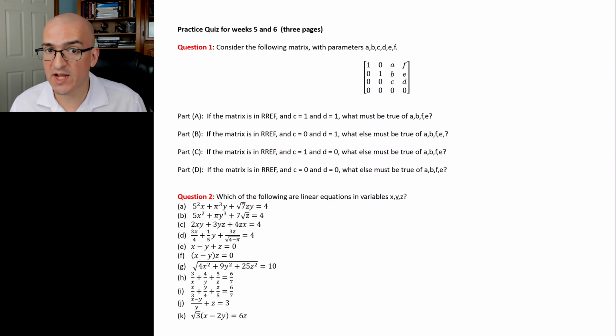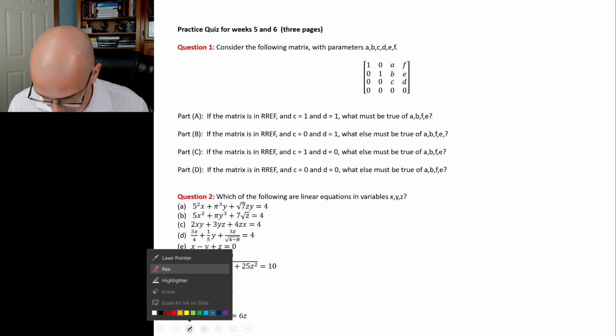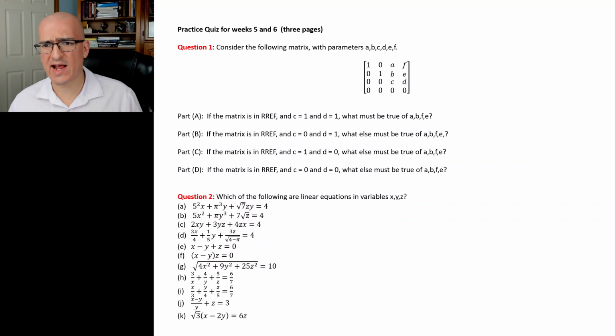You know from test 1, the practice quizzes are important. The same is going to be true for your test 3. You should be able to do these problems before you do your third test. Question 1 is asking you what is true of the parameters A, B, F, and E if you're told information about C and D. So I'll quickly do this one, so you have an idea what this is even asking.